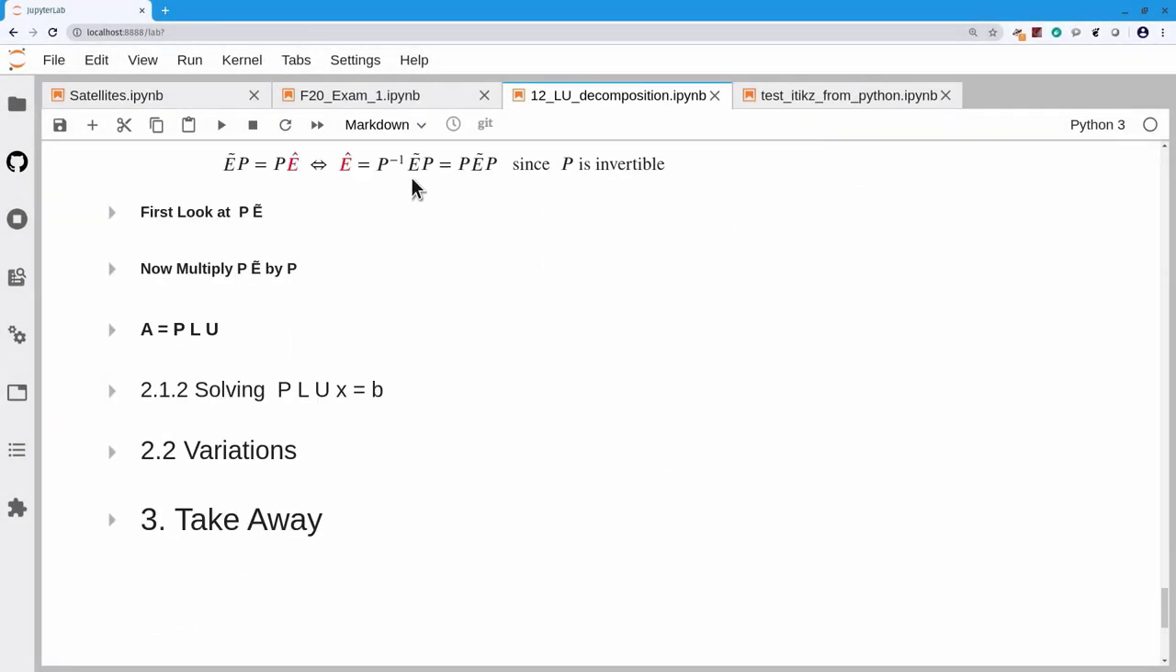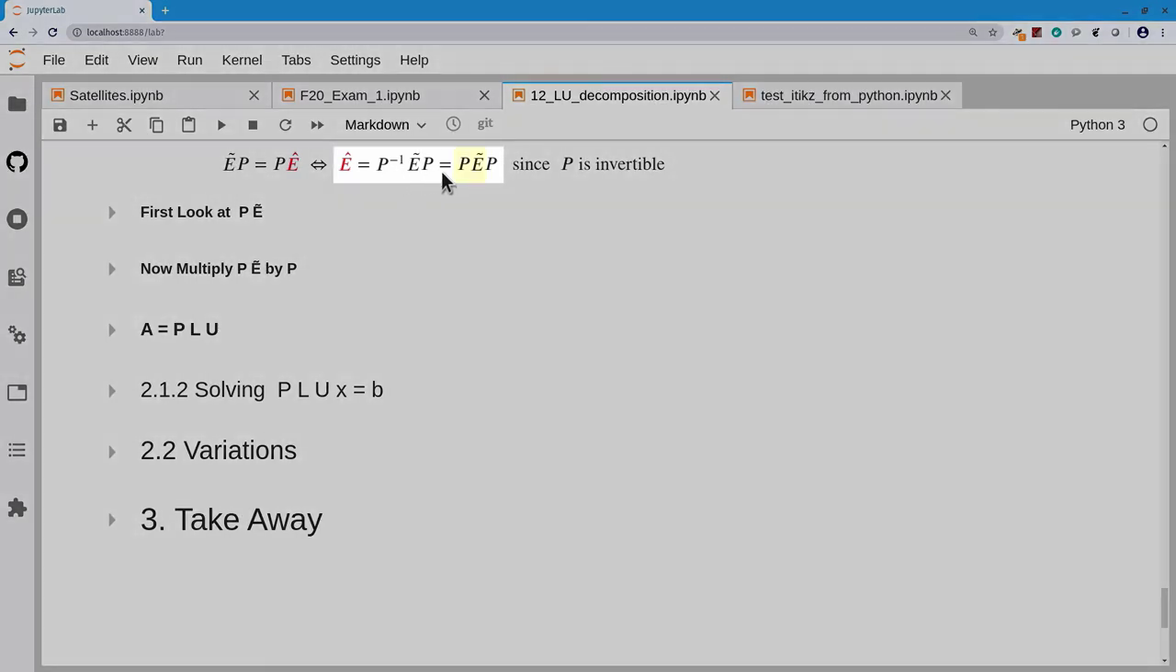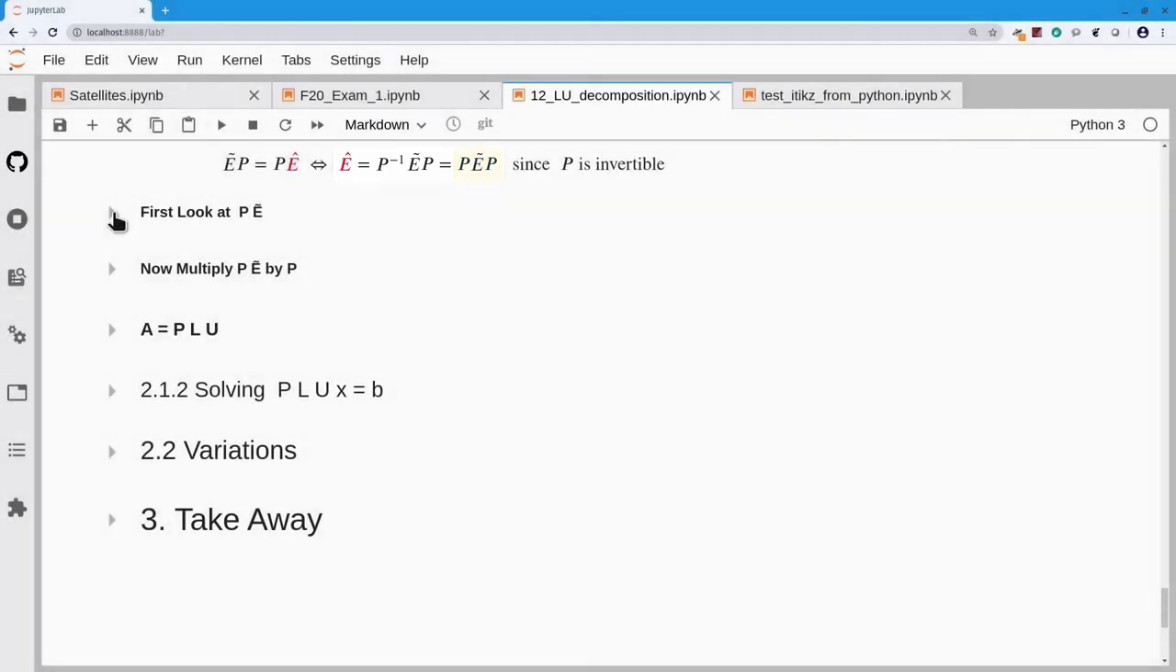So let's break this down into two steps. Let's look at what P inverse does to E tilde first. So compute P times E tilde, and then look at what happens to that result when I apply P on the right afterwards. So let's look at P E tilde first.